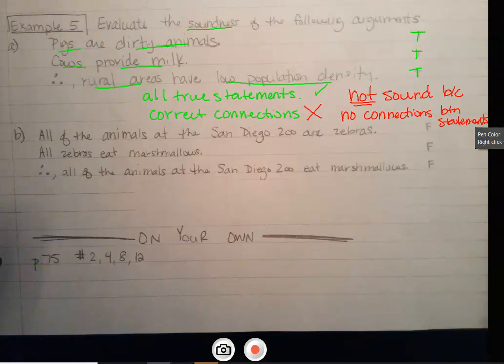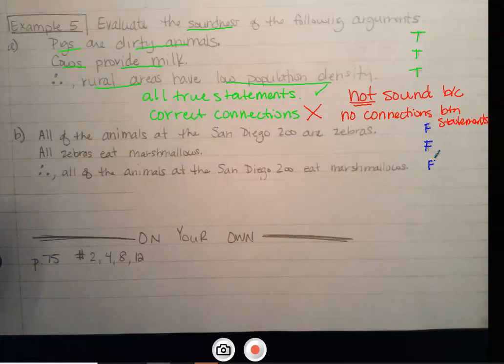All right, let's check out B. All of the animals at the San Diego Zoo are zebras. False. I haven't been to the San Diego Zoo, but if it was a zoo, it wouldn't have all zebras, right? That'd be a zebra habitat or something. Premise 2. All zebras eat marshmallows. False. I don't know of any zebras that eat marshmallows. If they do, it's not healthy for them, probably. Therefore, all of the animals at the San Diego Zoo eat marshmallows. Also false, because there's other animals at the zoo, but I'm sure they don't all eat marshmallows. Maybe some of them do, but definitely not all.